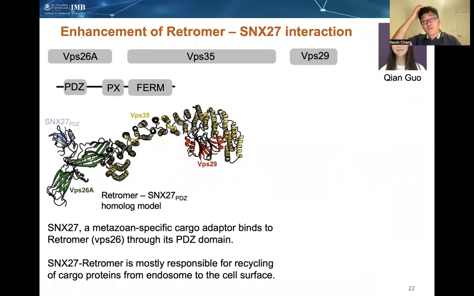This is work mostly involving my PhD student Chan. SNX27 is interesting. As I said, it is a cargo adapter. It's a metazoan-specific cargo adapter that binds to retromer through the VPS26 subunit, using its PDZ domain. Essentially it has a PDZ domain, a PX domain in the middle, and then the FERM domain on the C-terminus. SNX27 retromer is mostly responsible for recycling of cargo proteins from the endosome to the cell surface.